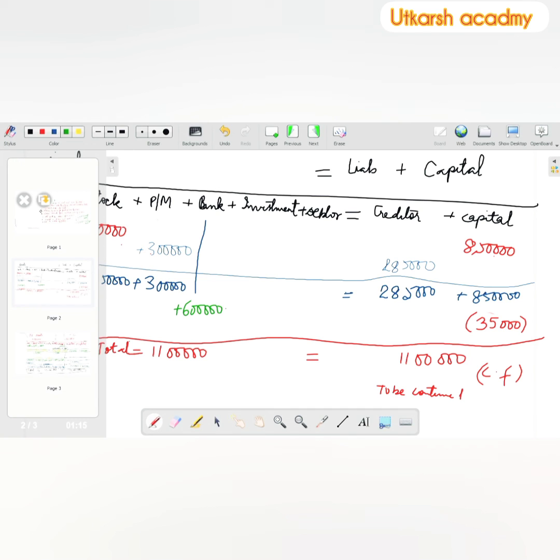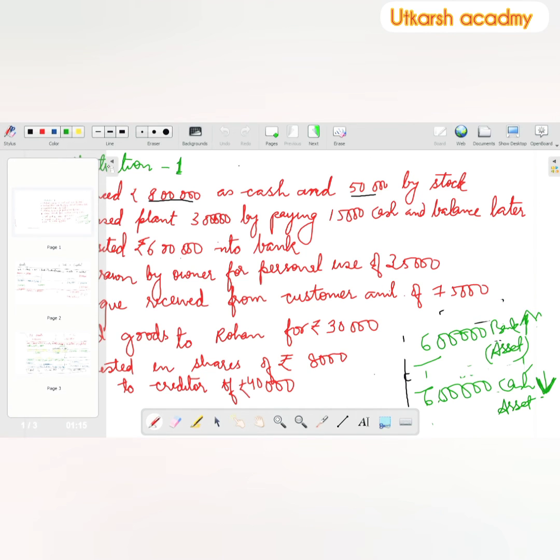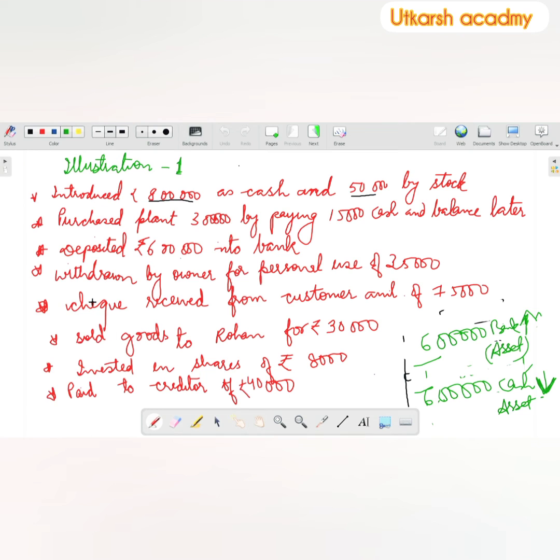Now we'll move to the next transaction, that is, withdrawn by the owner for personal use for rupees 35,000. It means what I have told you. What is meant by drawing? Any amount which has been drawn by the owner for his personal use. Okay, so what will happen? See, he is drawing cash. Fine.